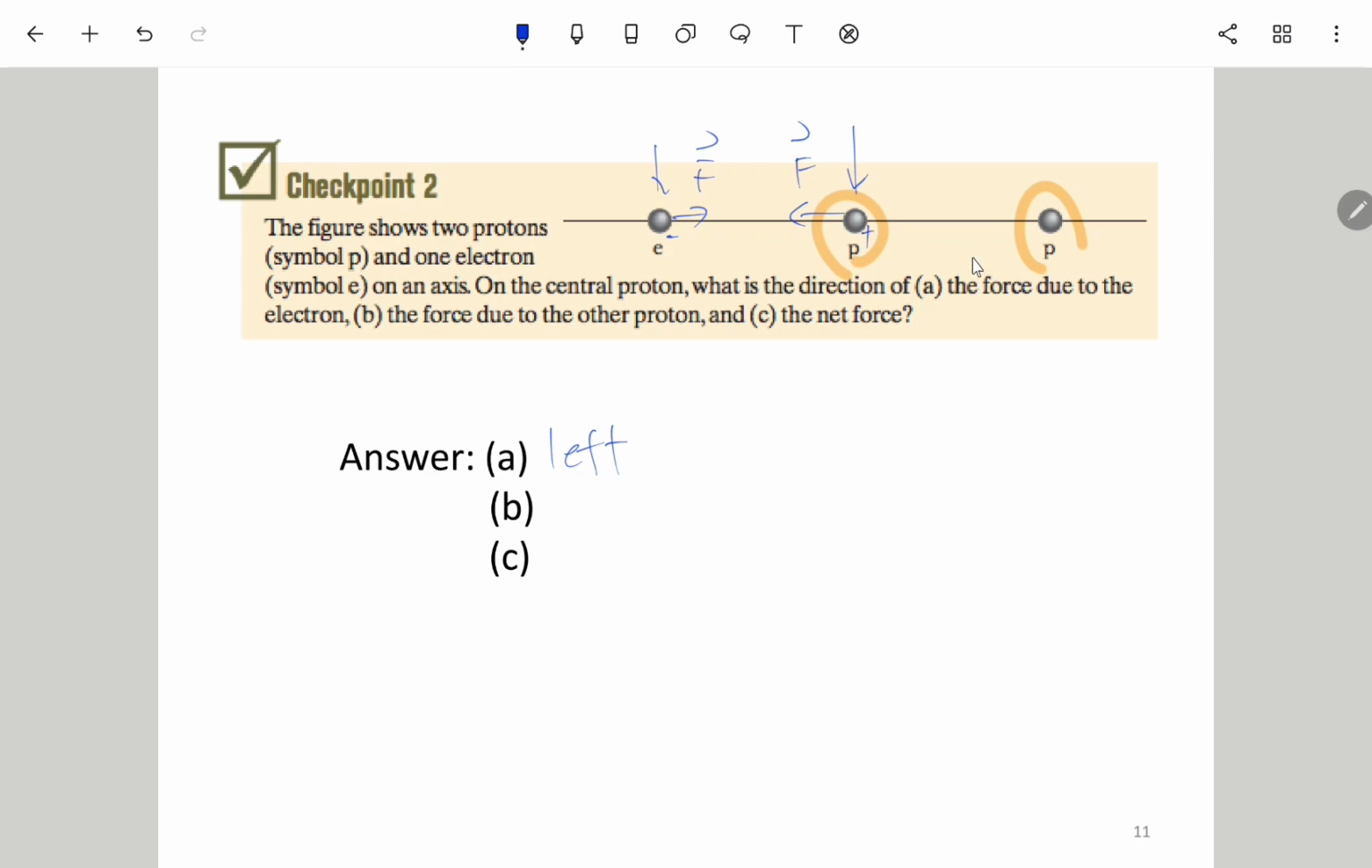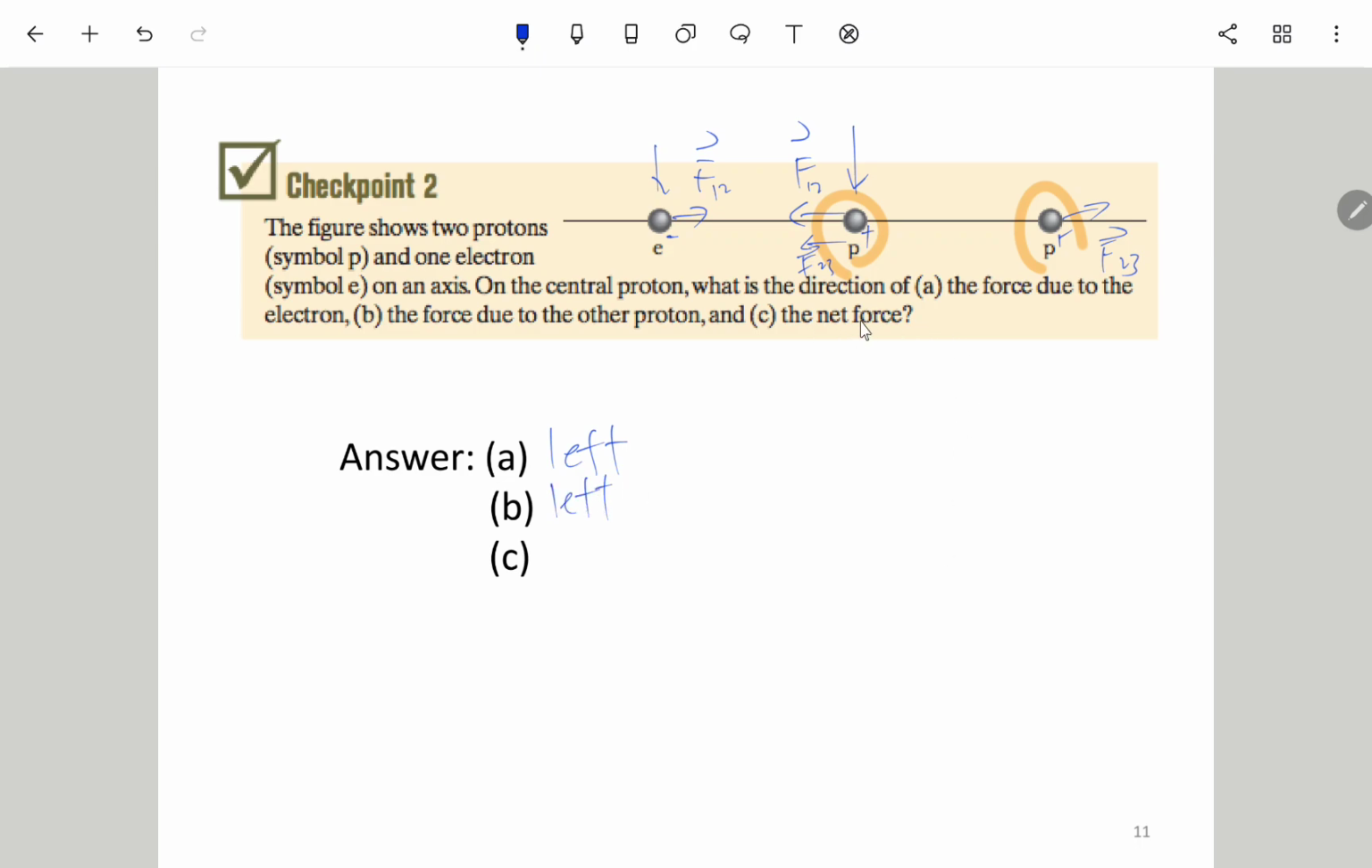Still left, because this is still positive, so two positive protons will repel each other. So the force, maybe I call this F12, and then this is F23. They will repel each other. So this is also left.